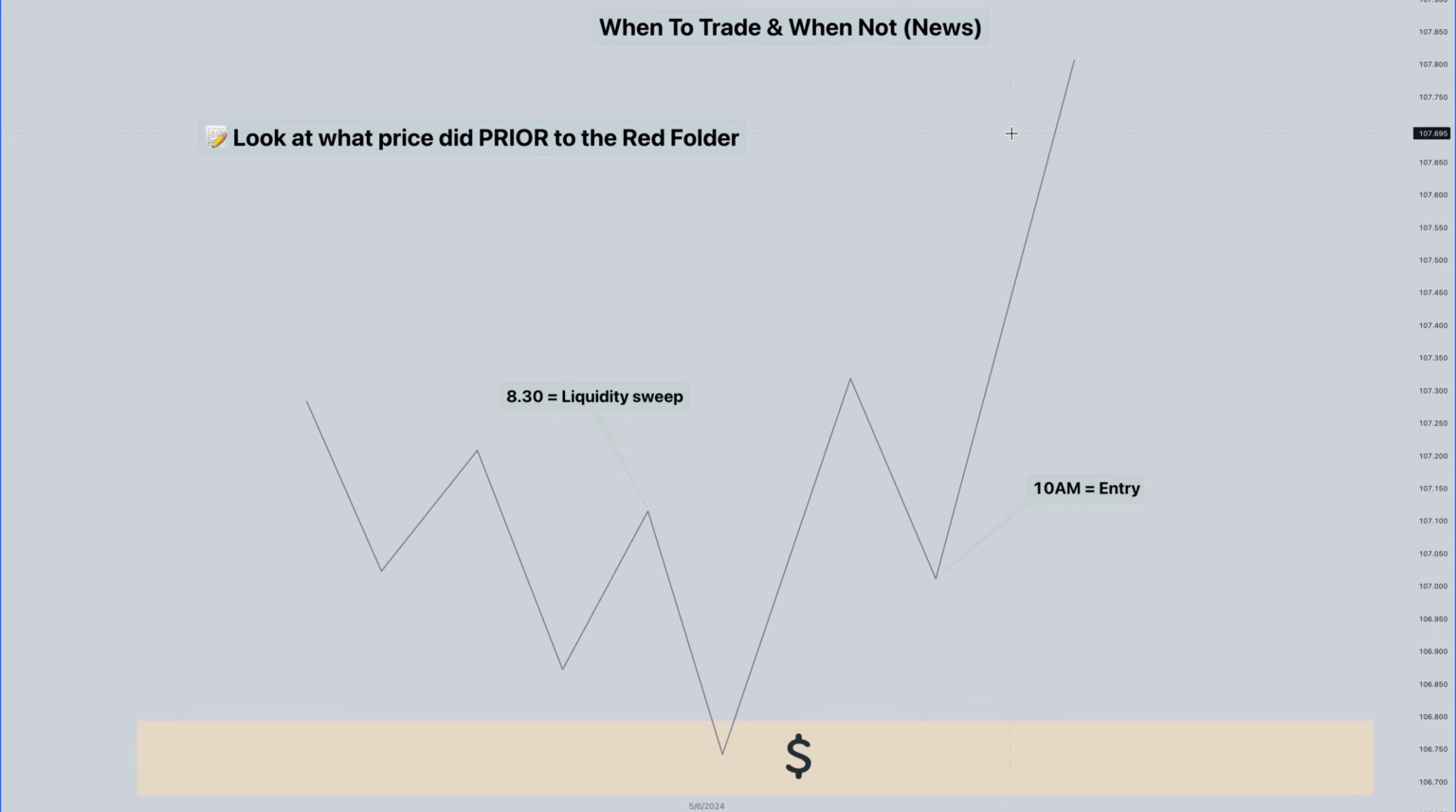So to summarize, you have basically three situations. If there is a liquidity sweep before the red folder, you can consider taking the entry already. When there's no liquidity sweep prior to the red folder, you should wait, because probably the red folder will take the liquidity. And if there's two red folders on 8:30 and 10 a.m., most of the time, expect the first one to be the manipulation to sweep the liquidity, and then the second one to be your entry to expand to your drawn liquidity.